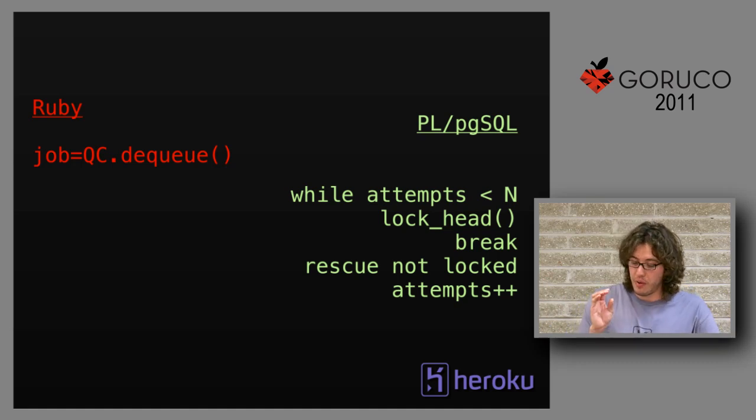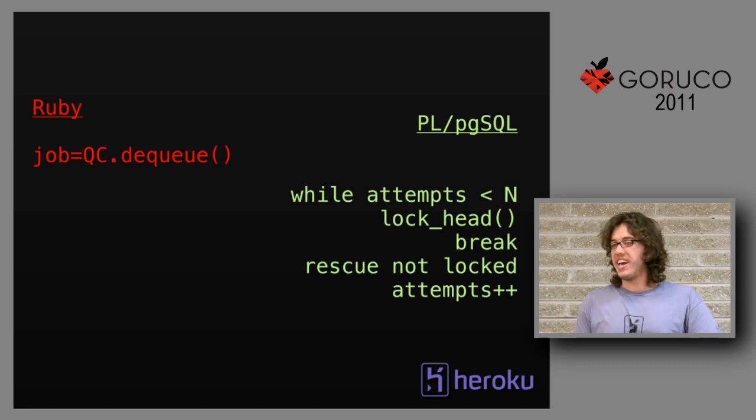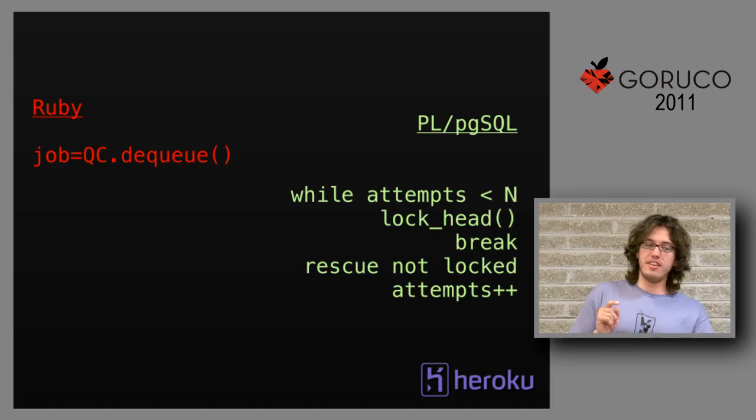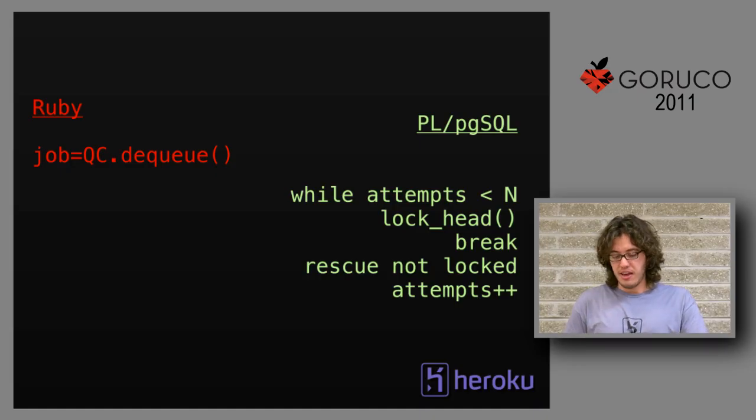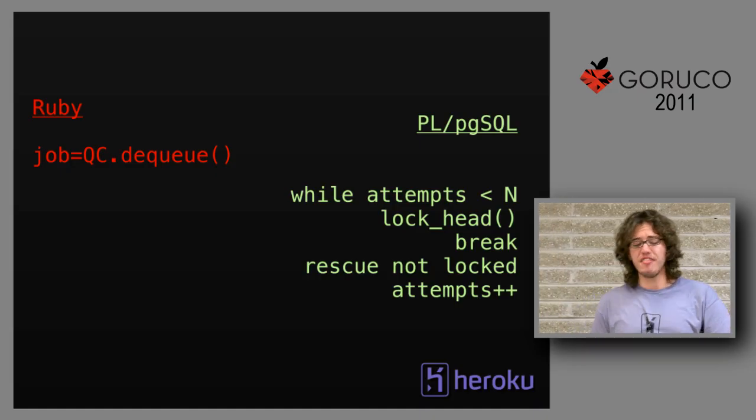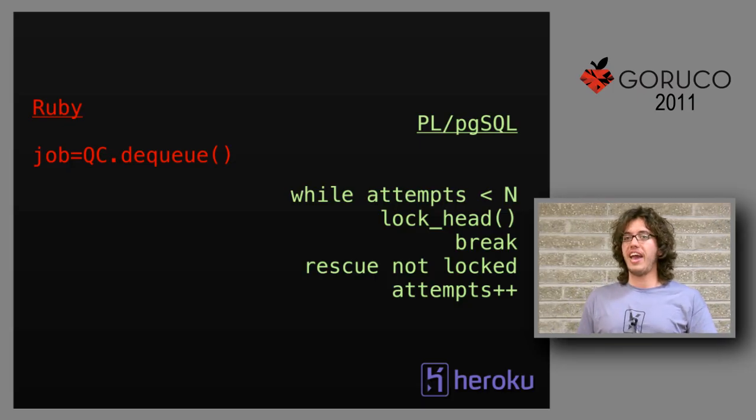So if we did get it, then we can break and return the job back to our Ruby process. In the case that we did raise an exception because we didn't want to wait for the lock to be unlocked, then we just increment the attempts and try again. So this means that our Ruby process can just say, hey, I need a job.